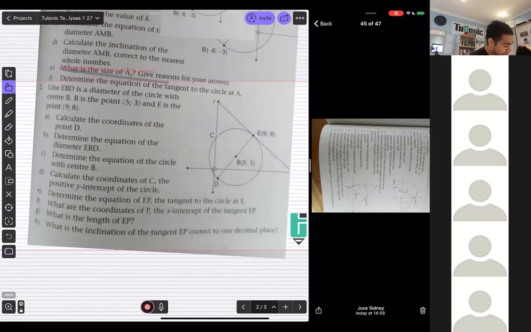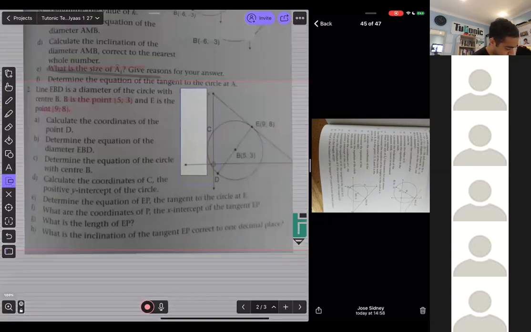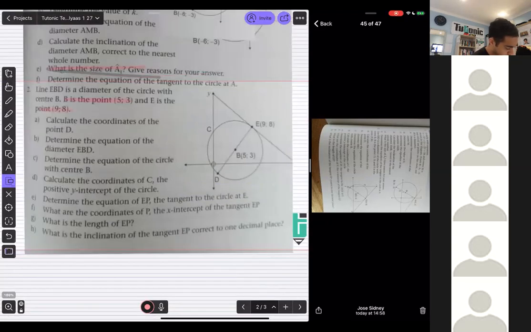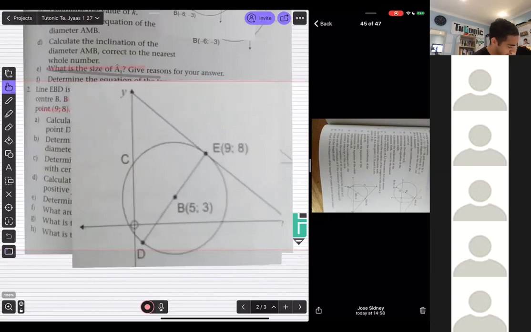Okay, now it says line EBD is the diameter of the circle. What do we know about diameters? They're twice the radius. They tell you B is the point (5,3) and E is the point (9,8). So they want you to work out the coordinates of D.